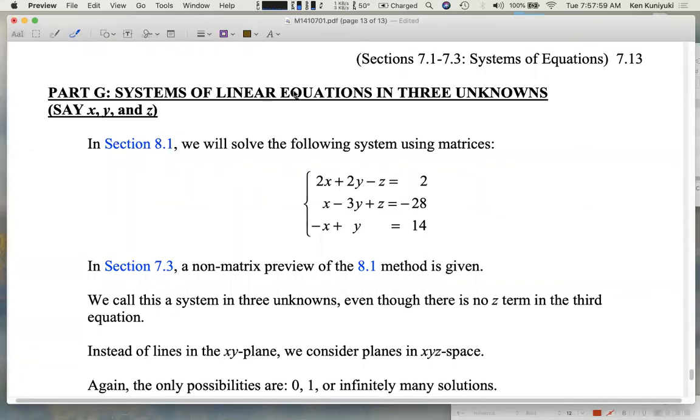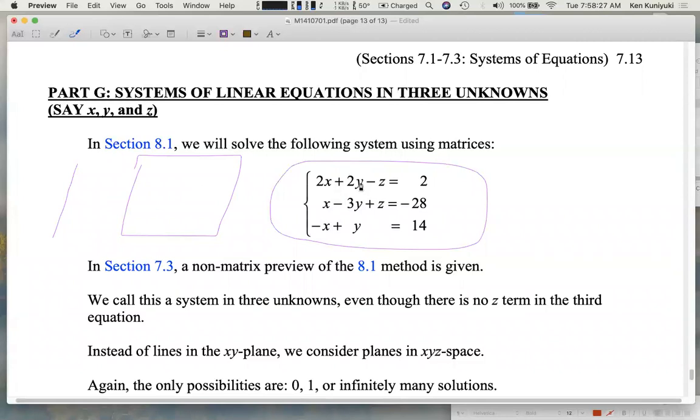Hi everyone. A few comments about systems of linear equations in three unknowns, x, y, and z, let's say. In section 8.1, we'll solve this kind of a system using matrices, boxes of numbers. And these equations are going to be graphed in three space, not as lines, but as planes. Imagine a piece of paper extending infinitely far.